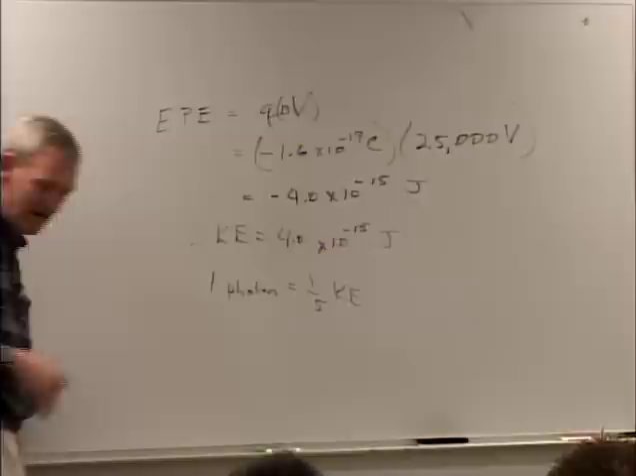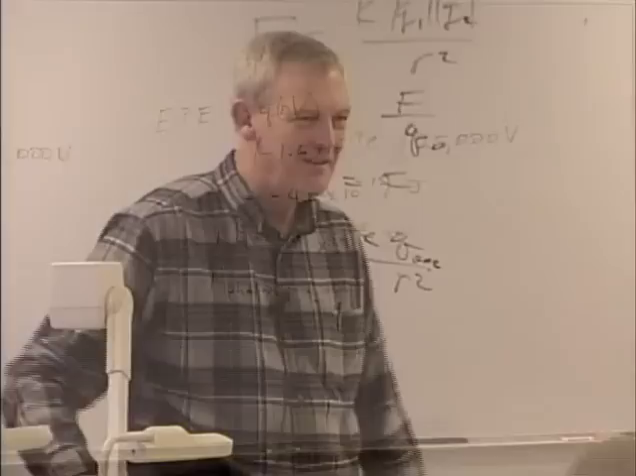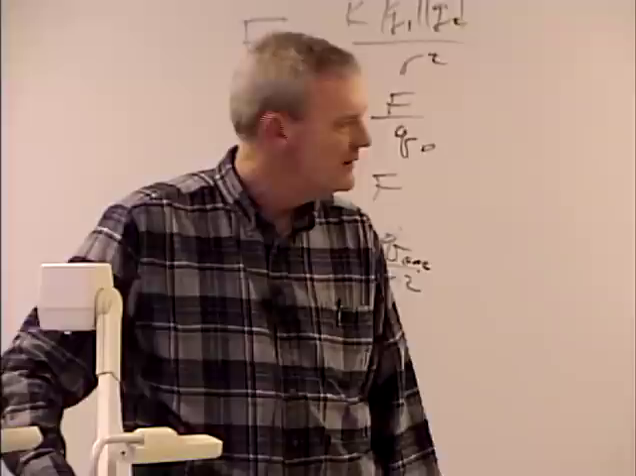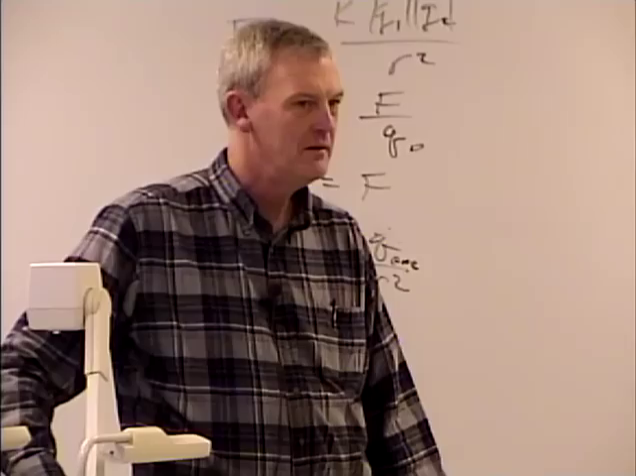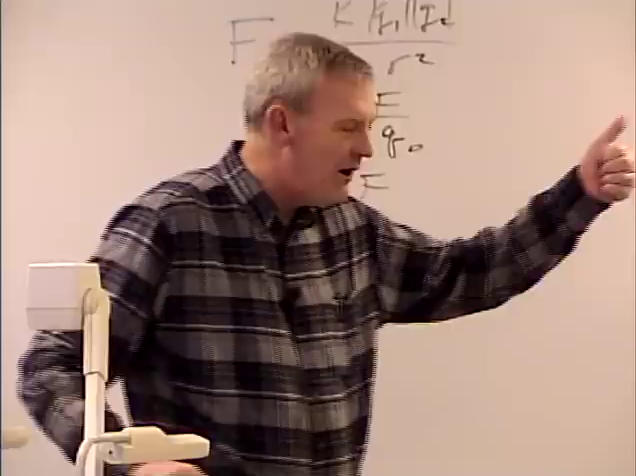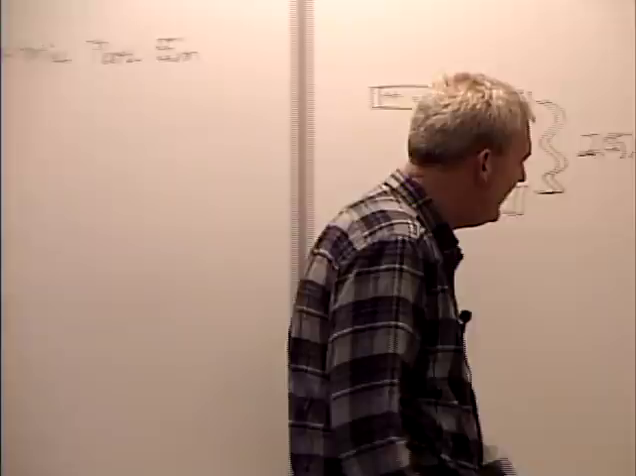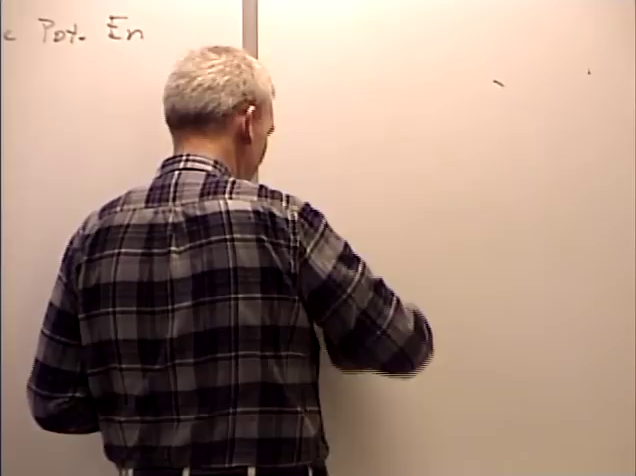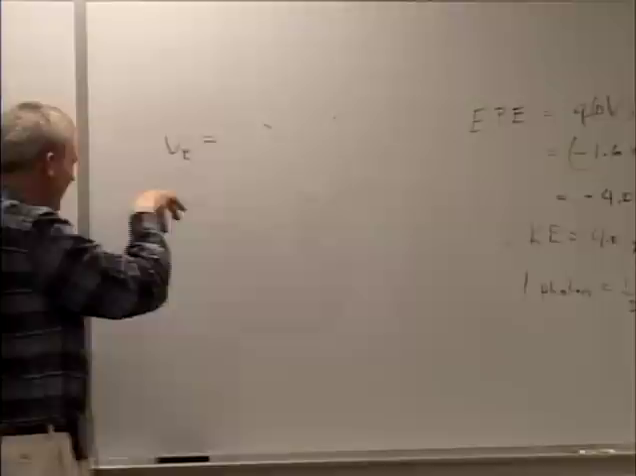Now, a more interesting question might be, what's the velocity that the electron slammed in with? Can we figure out the velocity of that electron? What do we need to know? We need to know its kinetic energy. What else? Its mass. That's all we need to know. So let's do that real quick. Let's figure out the velocity of the electron.